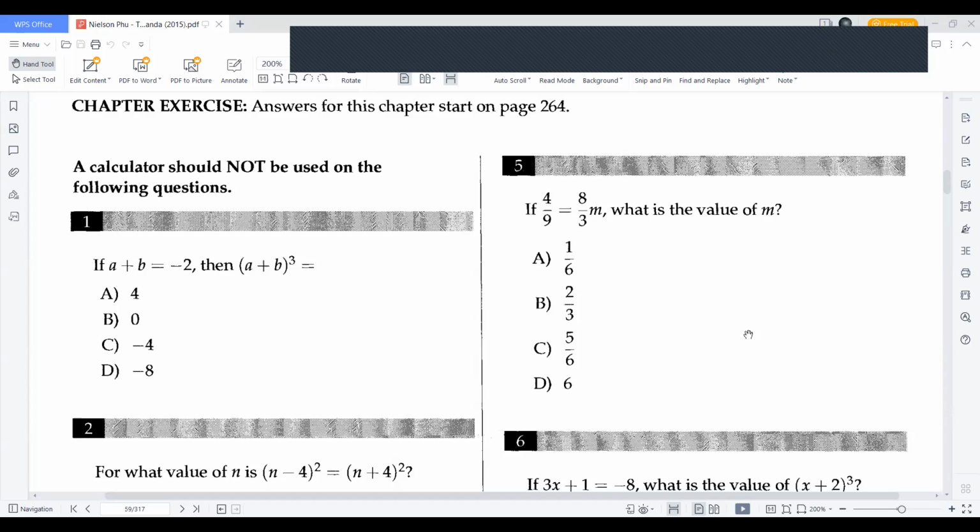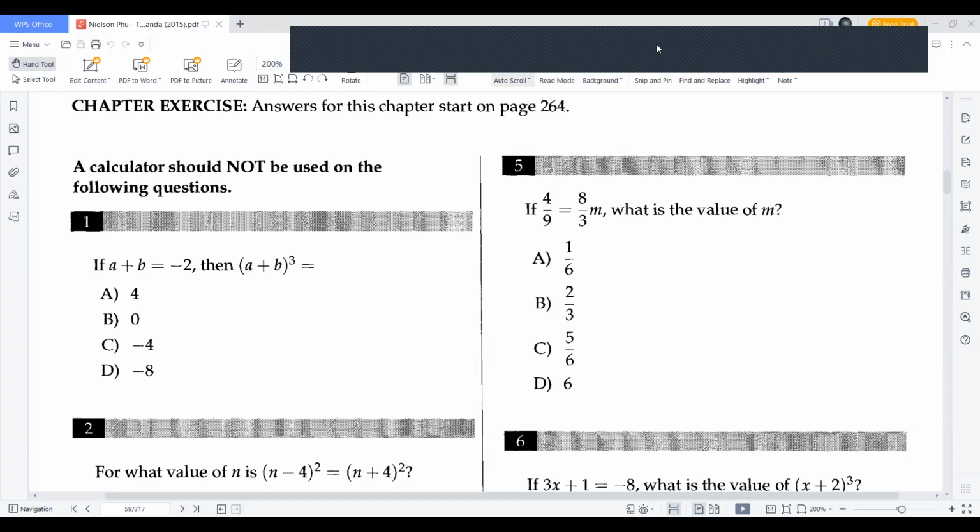So if 4 over 9 is roughly a half and 8 over 3 is almost 3, multiplying almost 3 by 6 will not get you to a half. It will make things worse. It will send it much further away from where we're aiming. 5 over 6 reduces it, it brings it closer, but it doesn't do enough work to get it down to a half.